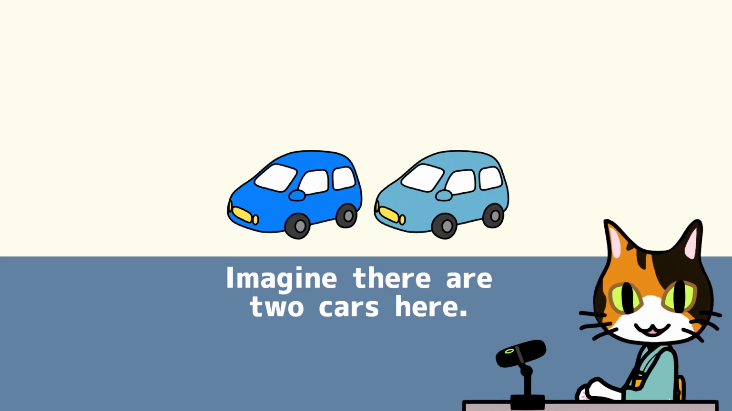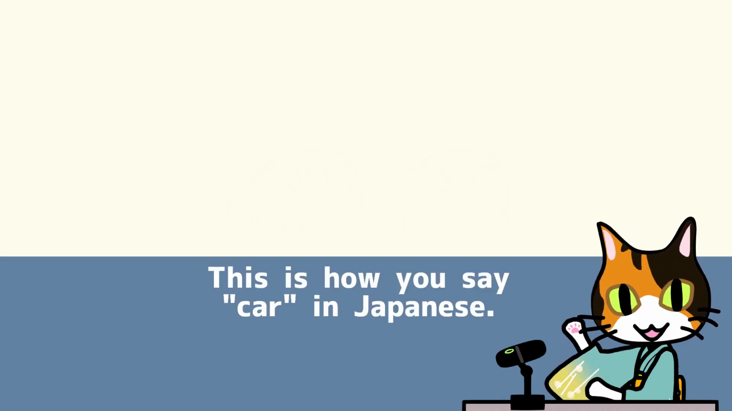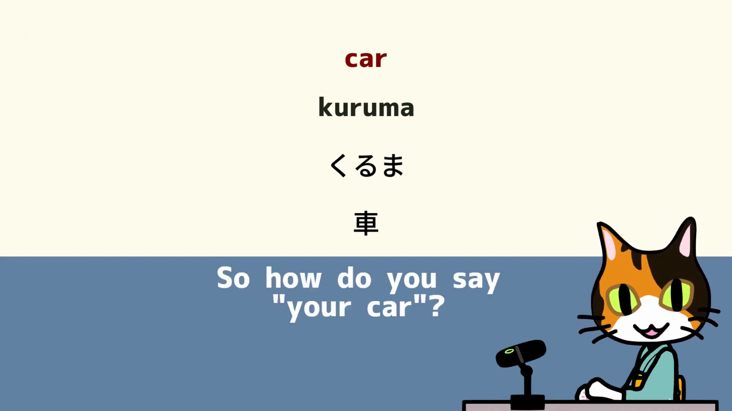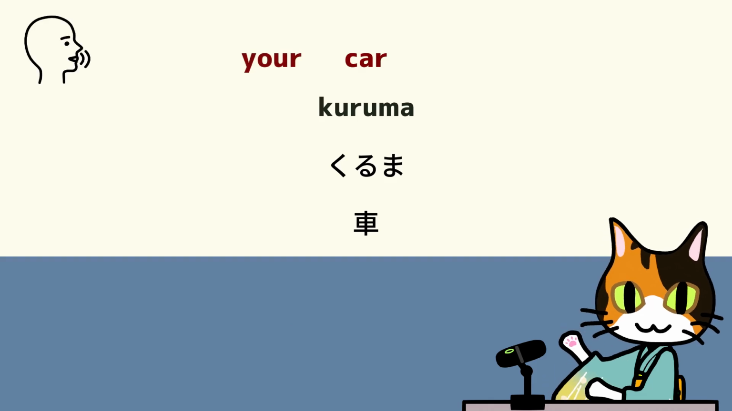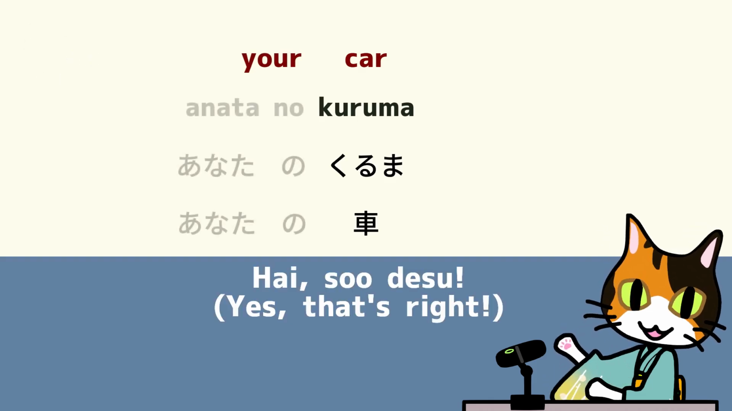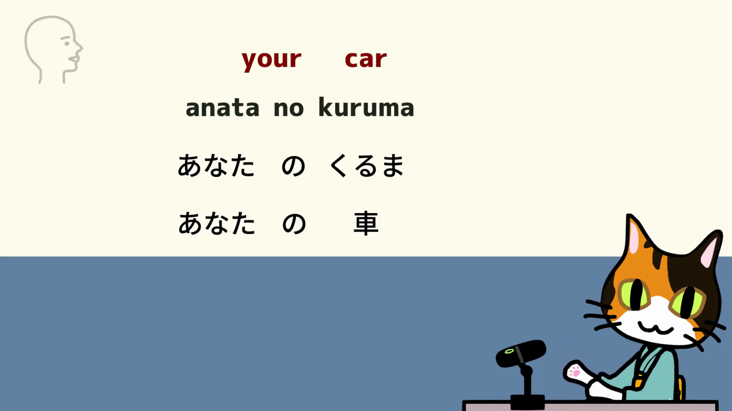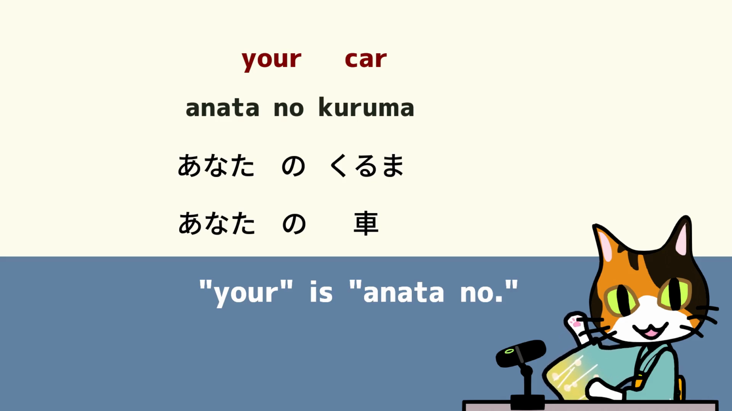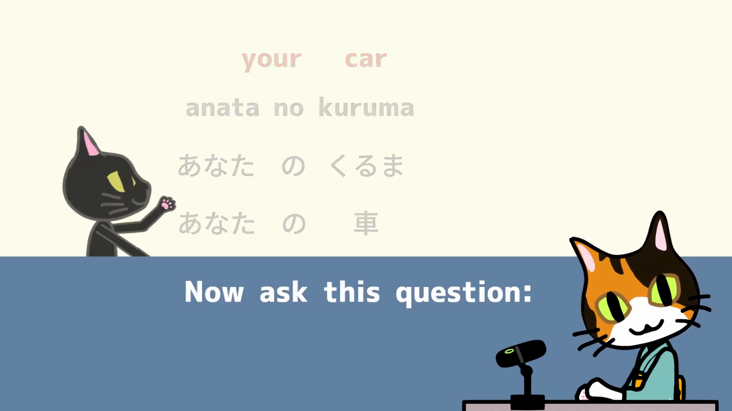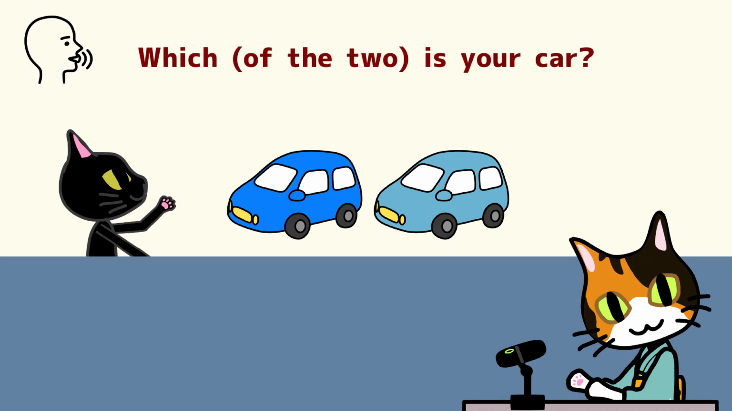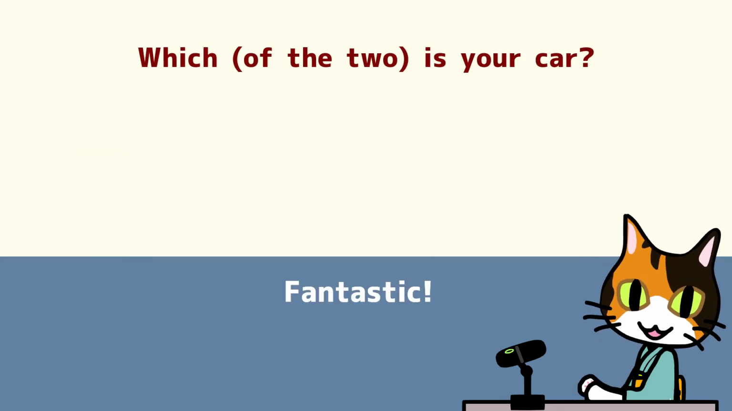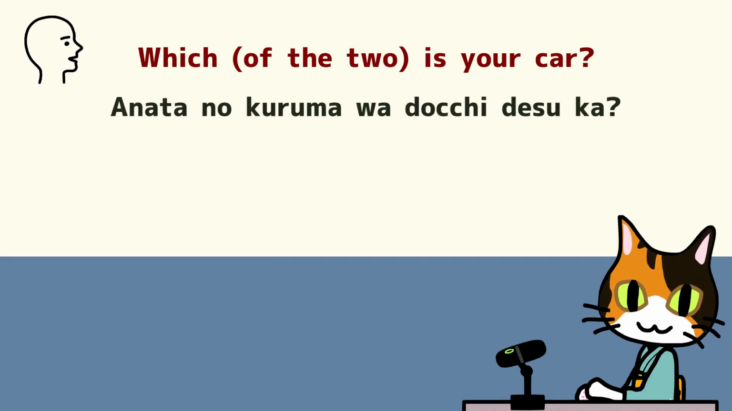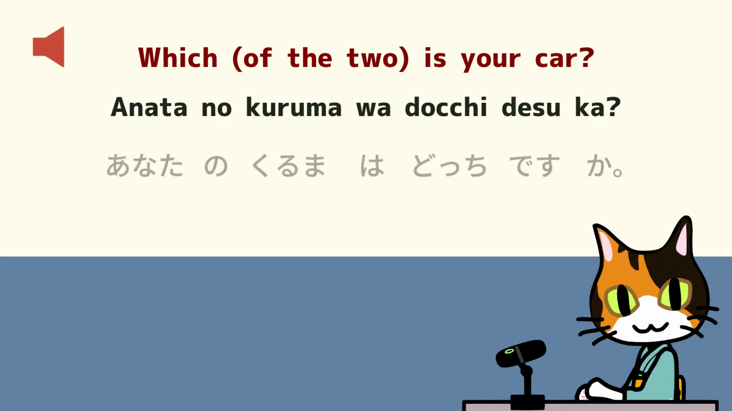Let's move on to a real example. Imagine there are 2 cars here. This is how you say car in Japanese. 車. Great. So how do you say "your car"? Right, あなたの車. We've already learned that "your" is anata no. Now ask this question. "Which is your car?" Fantastic. あなたの車はどっちですか?